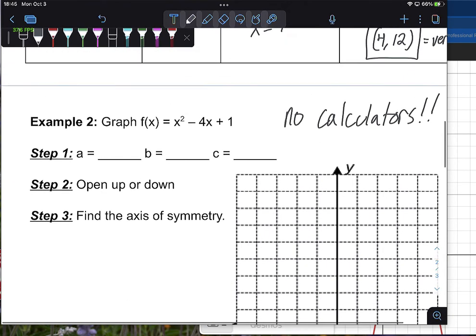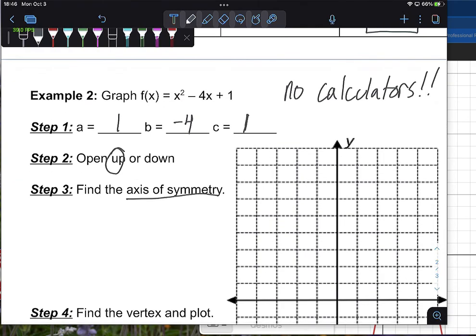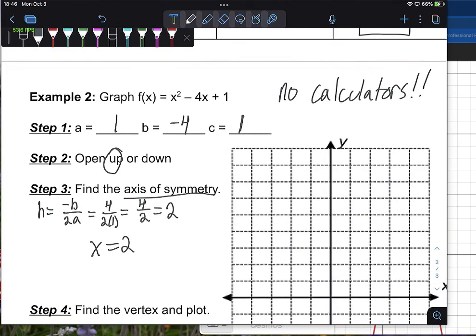So let's give this a shot. So we have my A value, B value, C value. My A is going to be 1, B is negative 4, and C is 1. Is this opening up or down? In this case, my A value is positive, so it's going to be opening up. We need to find the axis of symmetry. That's going to be H is equal to opposite of B over 2A. Well, the B value that I have is negative 4. What's the opposite of negative 4? Positive 4. And we have 2 parentheses 1. So we have 4 over 2, or just 2. So we have x is equal to 2.